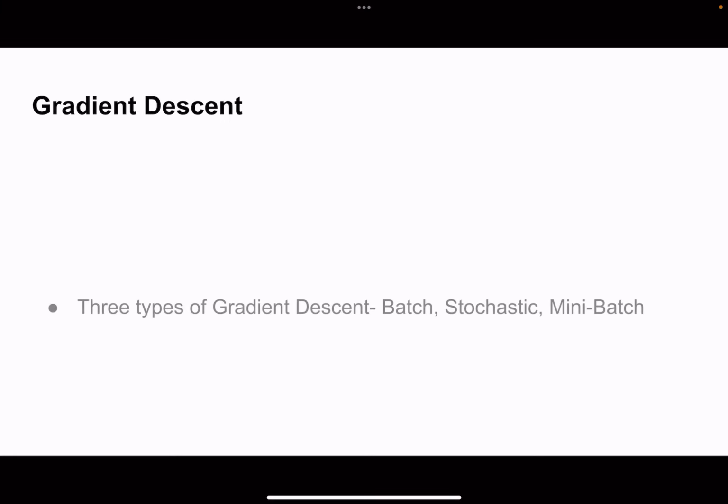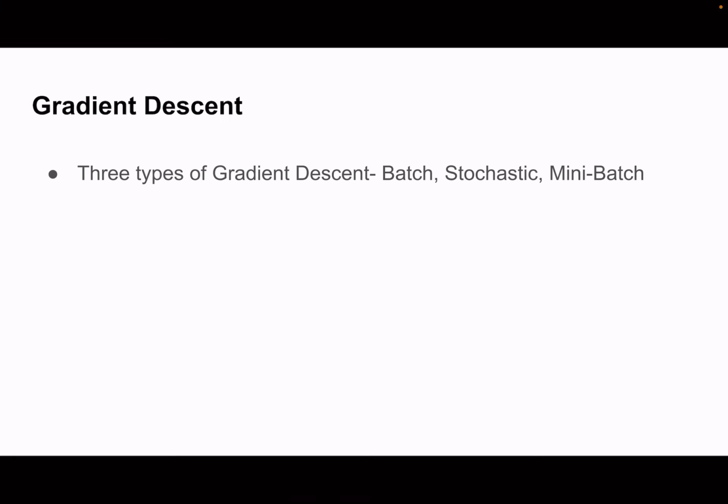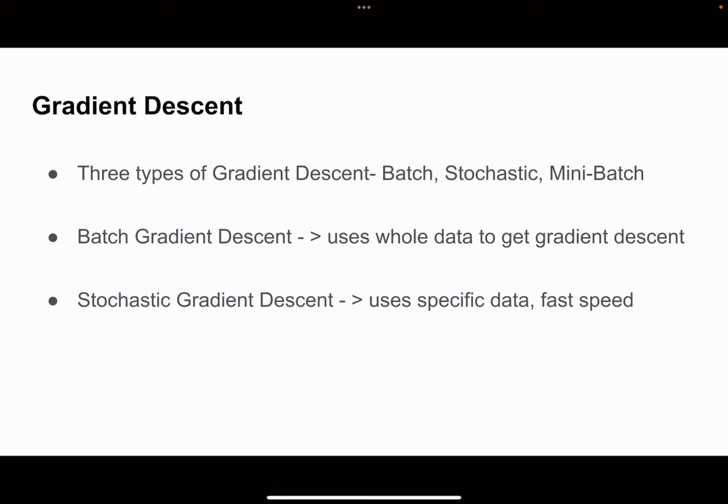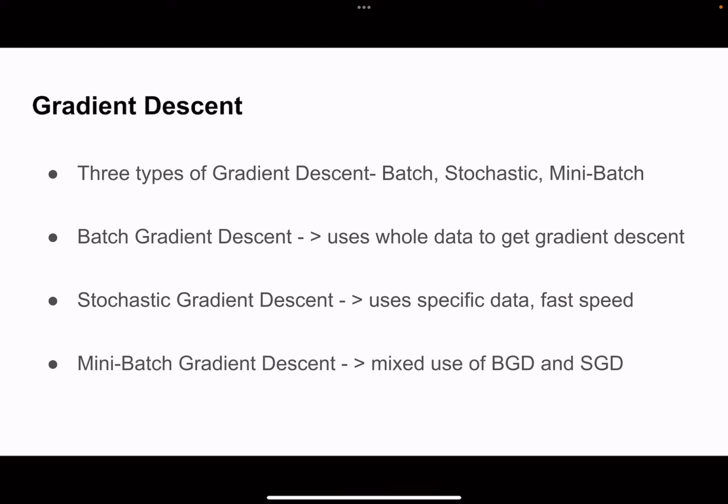There are three types of gradient descent. These are batch, stochastic, and mini-batch. Batch is a method of calculating the slope using all data. The stochastic method uses only one data point to train the artificial neural network. Mini-batch gradient descent can be seen as a combination of batch and stochastic methods.